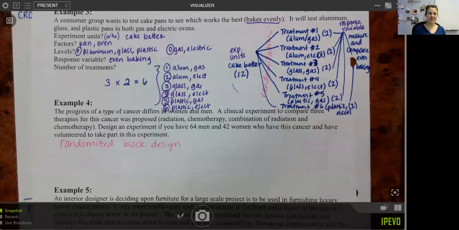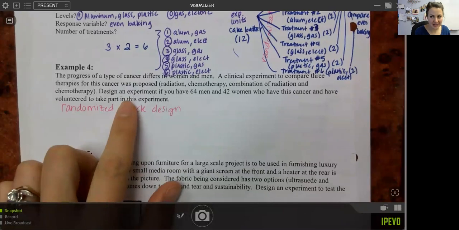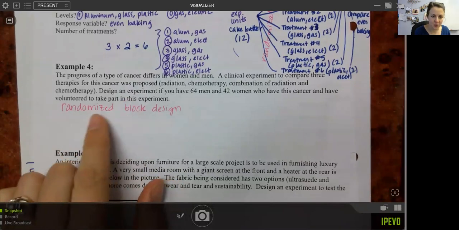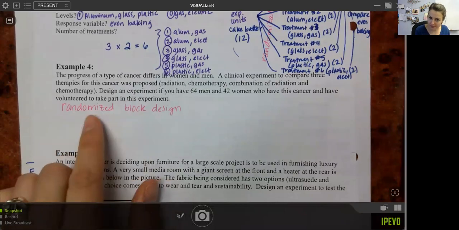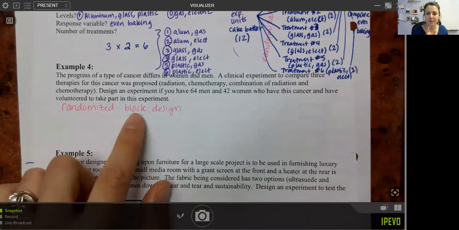Okay, so get ready for your next video. We are covering a new type of design today. It's called randomized block, so it's different than completely randomized. Notice that there's still randomization involved, but this time we're going to be learning about something called blocking.